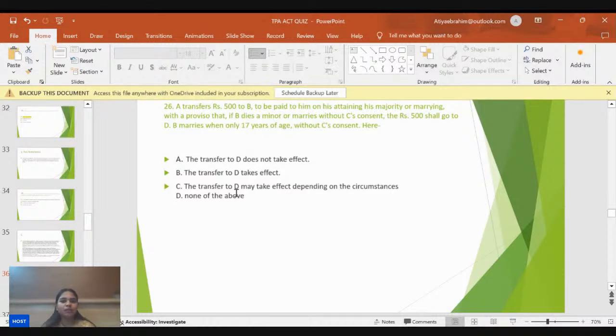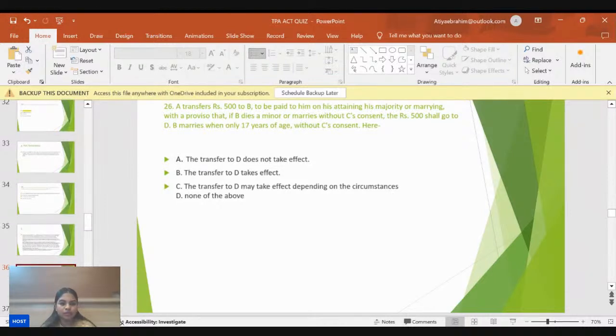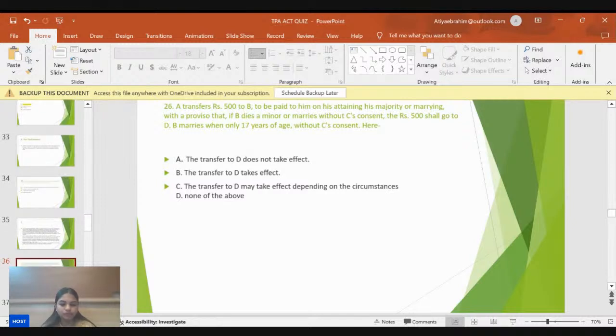So either he can take the property on majority or marrying, and there is a proviso that if B is dying as a minor, or if B is marrying without C's consent, then rupees 500 shall go to D. Now B marries at minority only, right? Only when he's 17 years of age, and that too without the consent of C. So what will happen to the property? Will it go to D or will it not go to D? Please write your answer and also mention the question number with your answer.